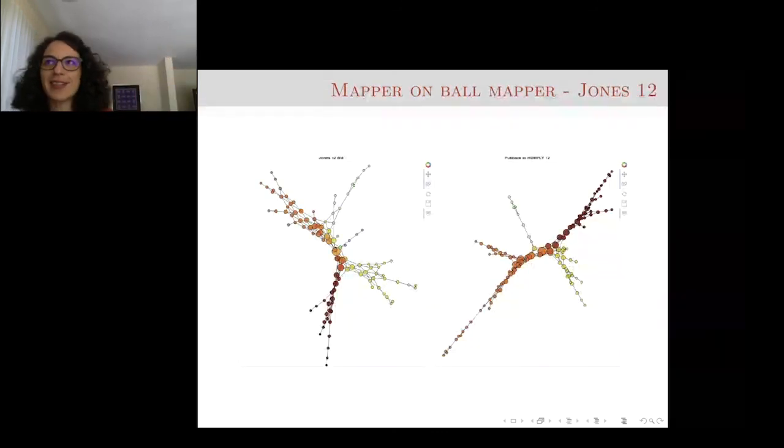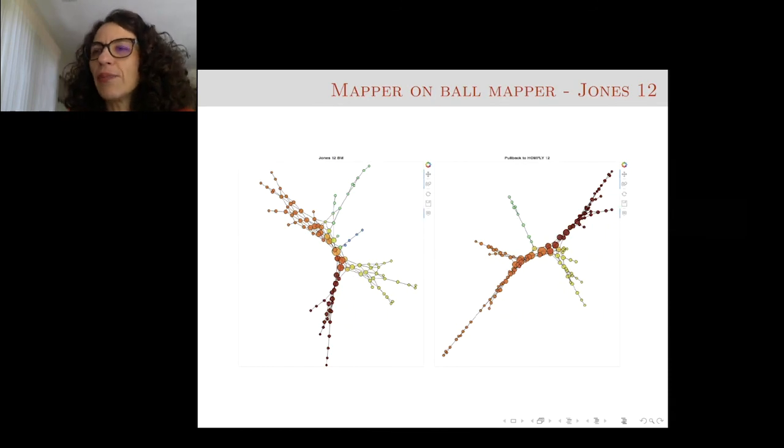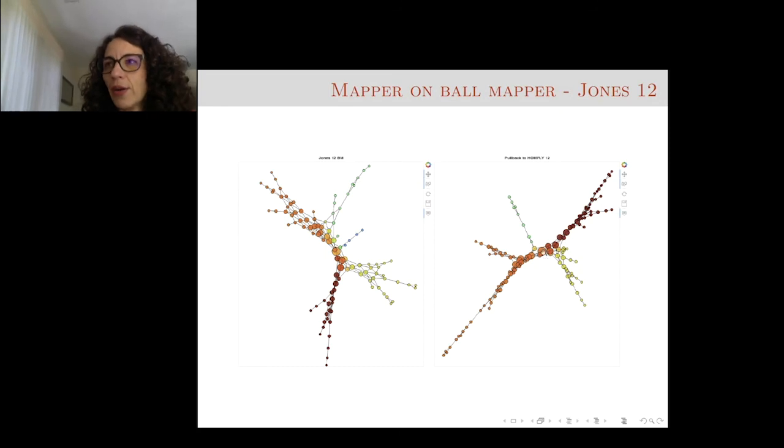And this is the last thing that I'm going to show to you. Again, this is the pullback of the Jones data to the HOMFLY-PT data. And again, this was obtained by using the standard mapper on the ball mapper results. And again, I do not know what the implications of this result are, but basically you can see this, and I don't know how we can measure the similarity between the Jones graph and the HOMFLY-PT graph obtained by the pullback. But again, they look very, very similar, and it seems like there's nothing new here.